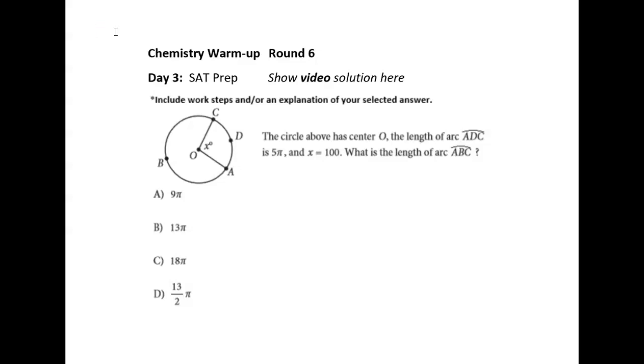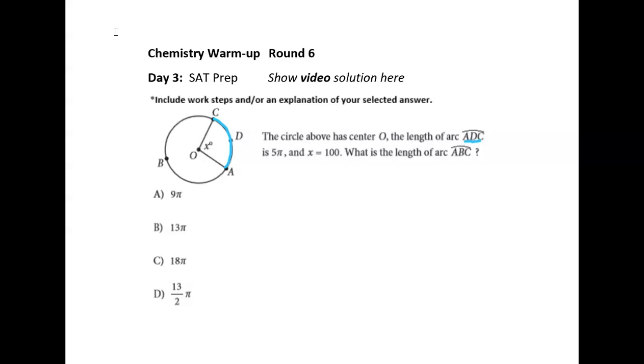Solving this question requires us to understand what arcs are. Arc ADC starts at point A, travels through point D, and ends at point C. So arc ADC is shown in blue ink.